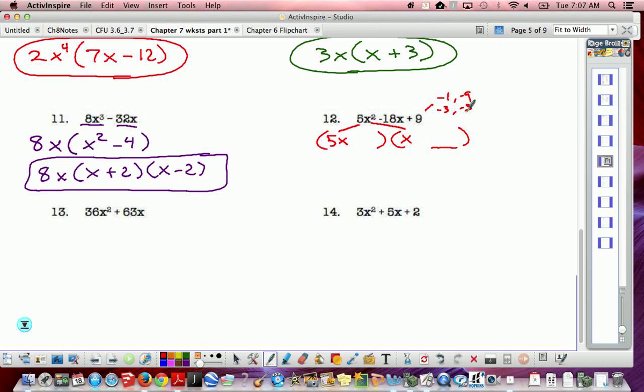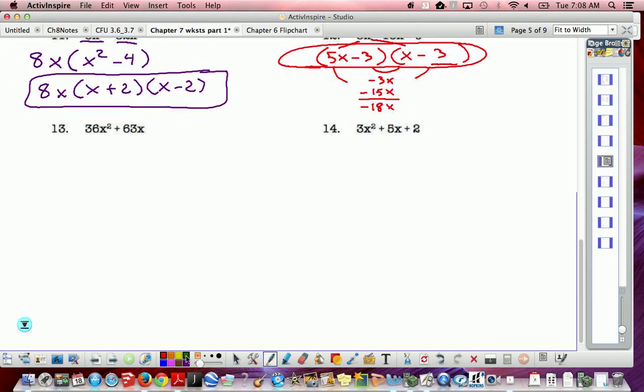I'm thinking the negative 9 is not going to get me there because if I put it here, it's going to be really huge. So I'm going to start with negative 3 and negative 3. I can do a little check here. Negative 3x, negative 15x. Do the middles add up to negative 18x? And yes, they do. Now tomorrow we'll show you another process that will work all the time, so we're not always just doing this guessing and checking. All right, number 13, 36x squared plus 63x. Let's see, a 9 goes into both those numbers and so does an x. So I'm left with just 4x plus 7. That one's done.